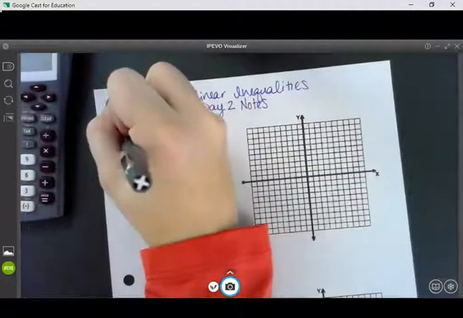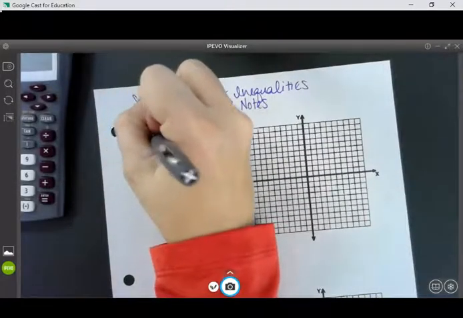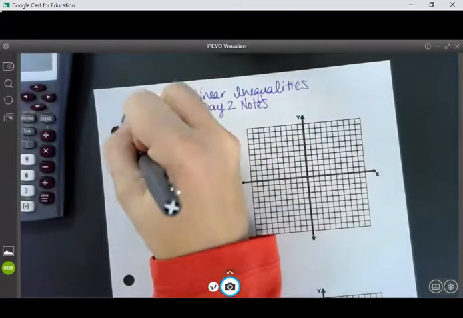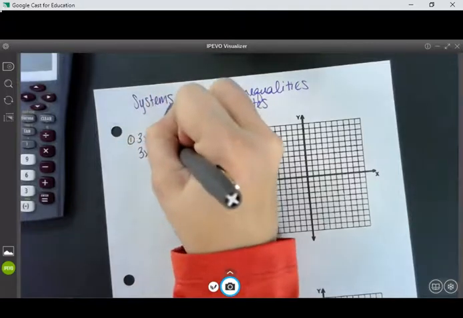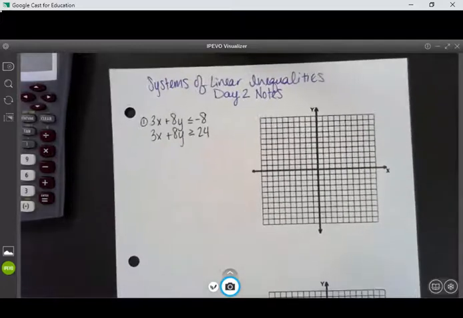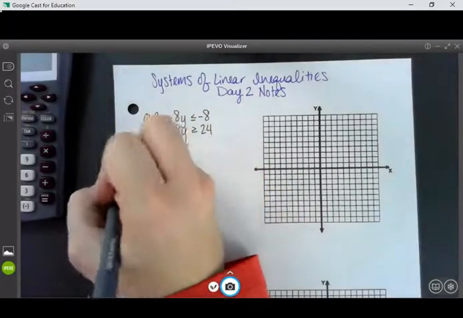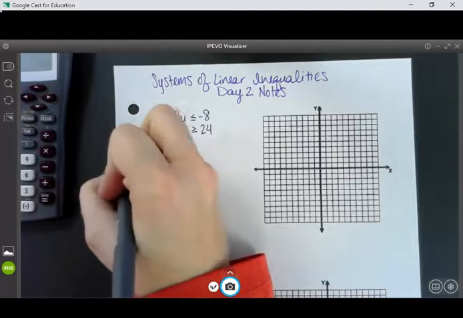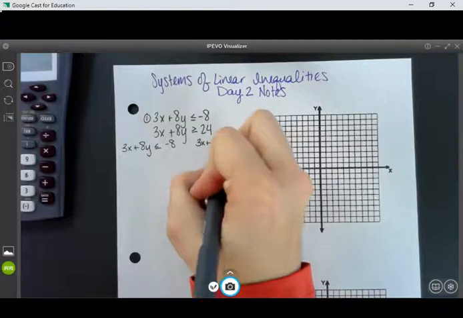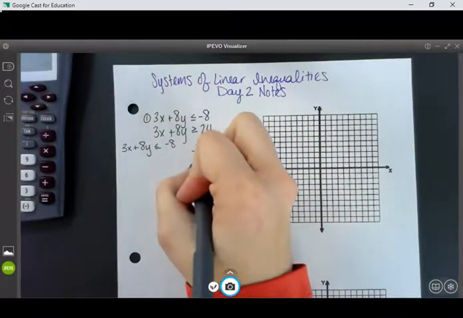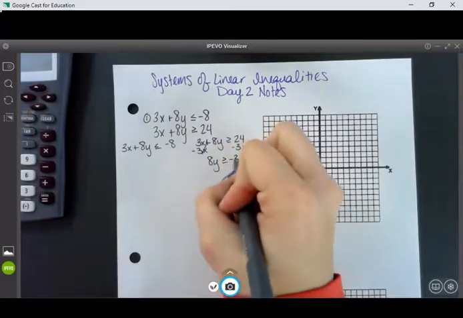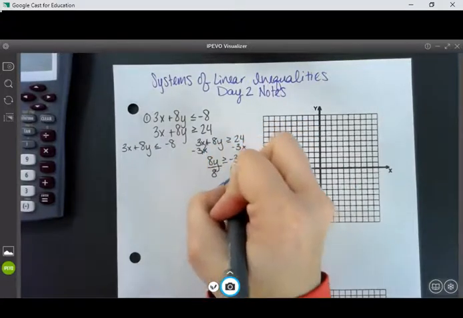All right, so if this is our system, we have 3x plus 8y is less than or equal to negative 8, and 3x plus 8y is greater than or equal to 24. As you can see, these are not in slope-intercept form, so we have to change them to slope-intercept form first. So I'm going to write them out separately so that I can show all my work in changing those. Please, again, make sure you show all of your work for each aspect of this problem.